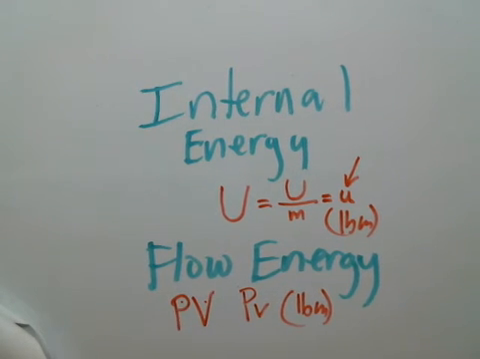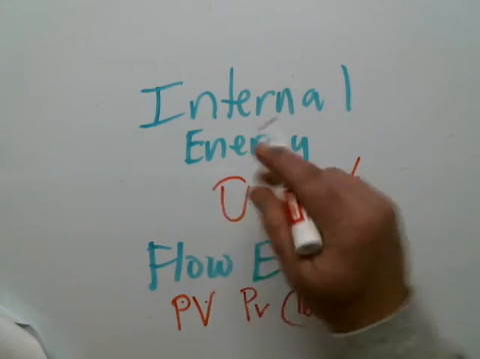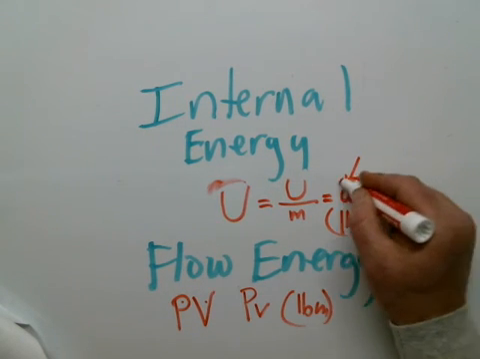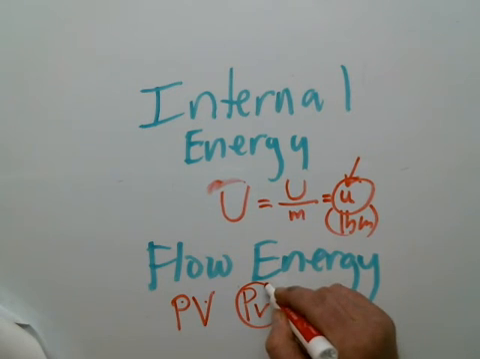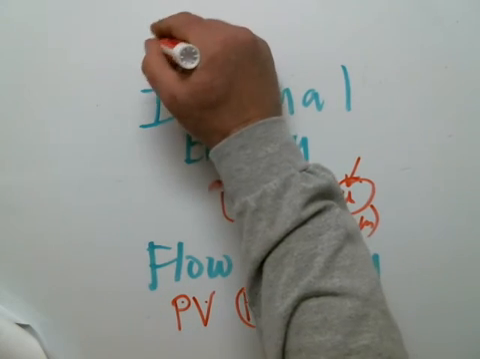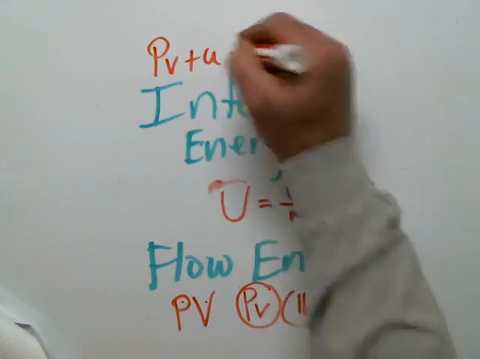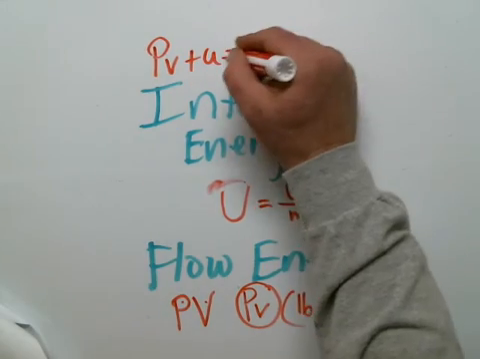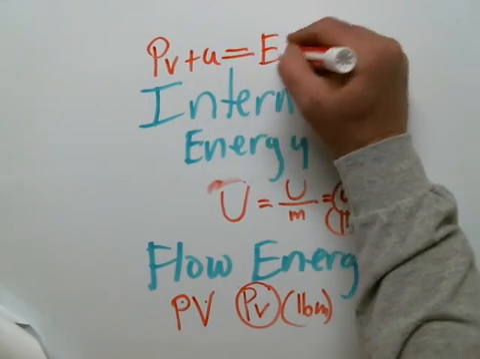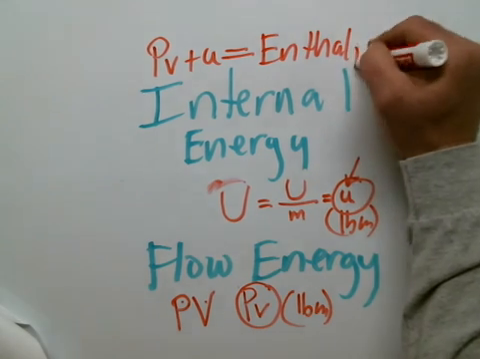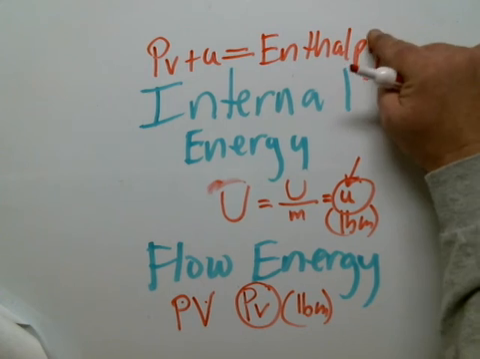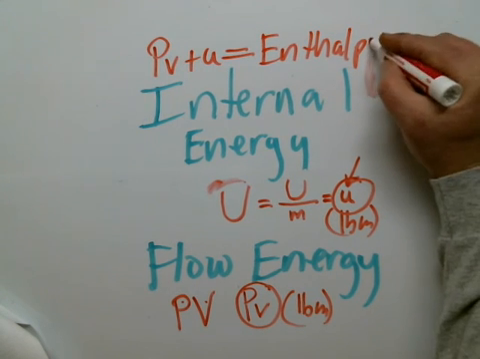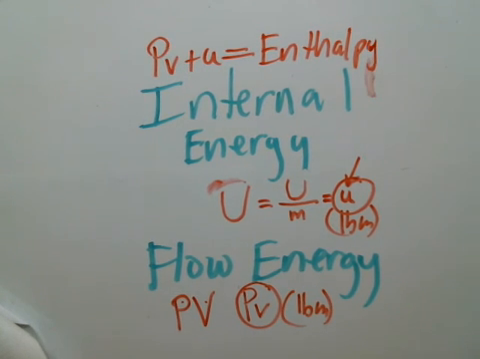So very, very cool. We're going to take this internal energy and this PV energy, and we're going to group them together conveniently. This PV energy plus this internal energy, we're going to actually say is enthalpy. Enthalpy, new term. That's a Y at the end. Enthalpy.